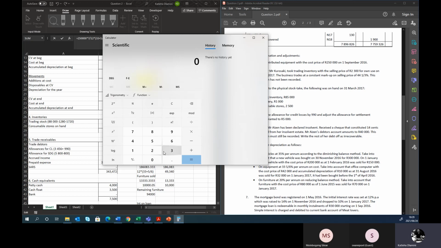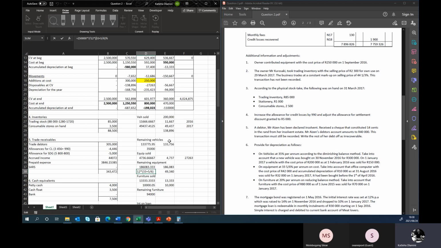Okay, I'm going to put it in brackets. 250 multiplied by 7 divided by 12. Multiplied by, in brackets, 33 plus 5 divided by 6, close brackets. I forgot the percentage of course. Okay, I'm gonna stop there. I'm not gonna try to get it.